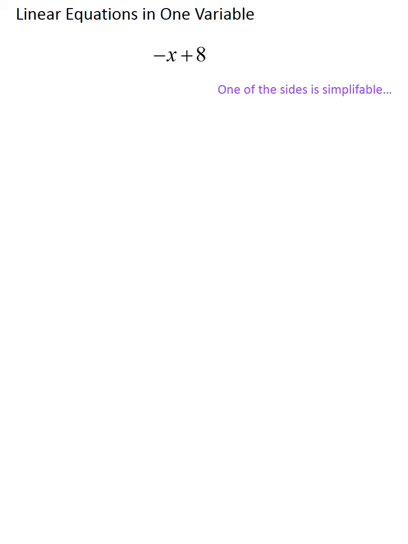Is the right side simplifiable? No, it turns out that's not because they're not like terms. But this side, the left side, is simplifiable. Let's focus on that for a minute. We're not solving here. I'm just simplifying the left side of the equation. To do that, I could distribute the 3 into the parentheses and then combine my like terms.